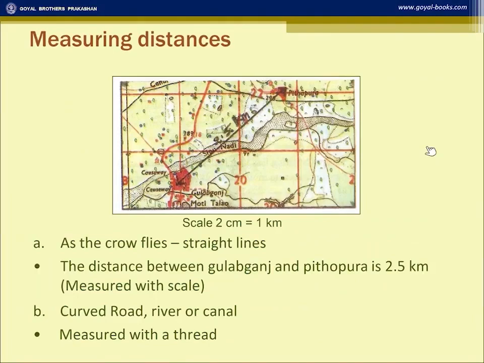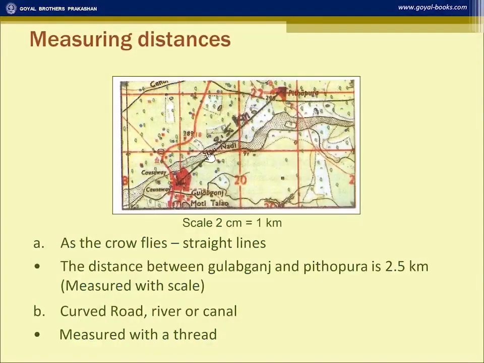Now we come to measuring distances. As I told you, the distances can be measured as per the scale, and the scale of the map is 2 centimeter equal to 1 kilometer. Now suppose the question is, what is the distance between Gulabganj and Pitopura? As the crow flies, it means the straight distance, and straight distances can be measured with the help of a scale. The distance between Gulabganj and Pitopura is 2.5 kilometer.